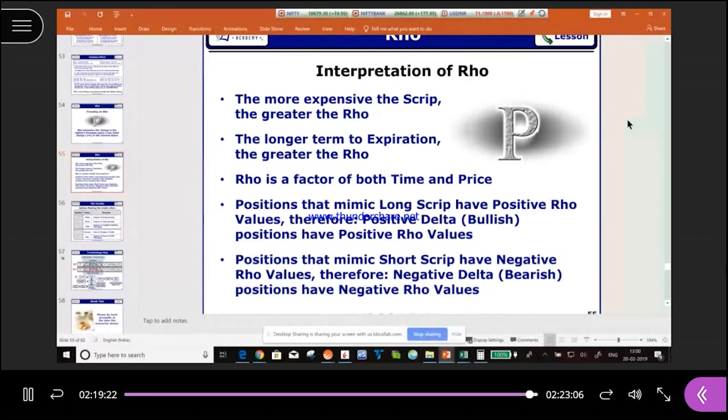Yeah, when you're taking a bullish position, rho will always be positive. When you're taking a bearish position, rho will always be negative. Meaning of mimic long scrip: long scrip is a bullish strategy, Arun. Yeah. So then which are the bullish options positions? Long call and short put. They are all bullish positions, right? So that is why they will have positive rho.